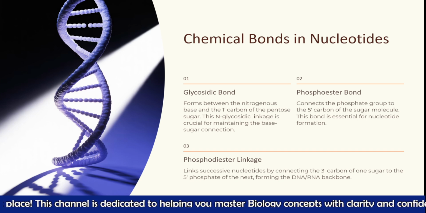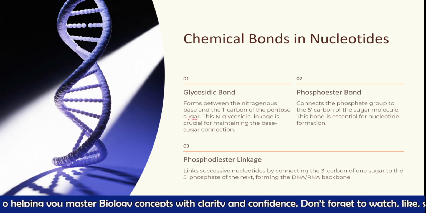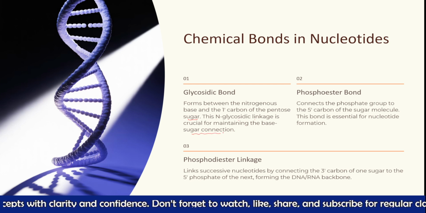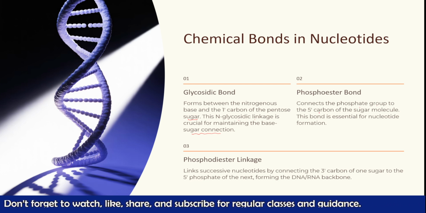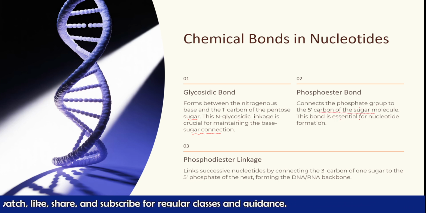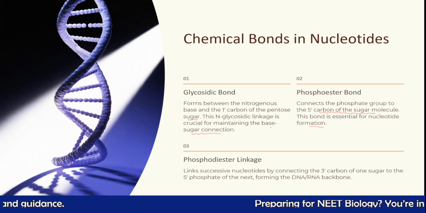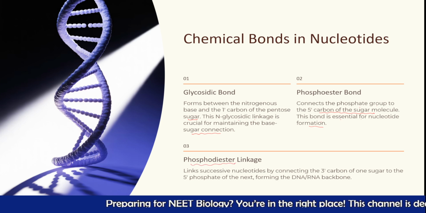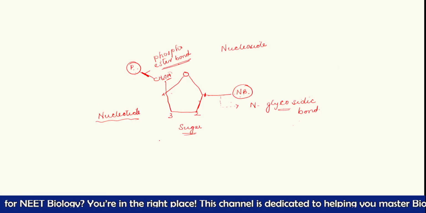The glycosidic bond is formed between the nitrogen base and the first carbon atom of the pentose sugar, and this N-glycosidic linkage is crucial for maintaining the base-sugar connection. The phosphoester bond connects the phosphate group to the fifth carbon atom of the sugar molecule. This bond is essential for nucleotide formation. In addition to that, in nucleic acids or the polynucleotide chain, we can see there is a phosphodiester link.